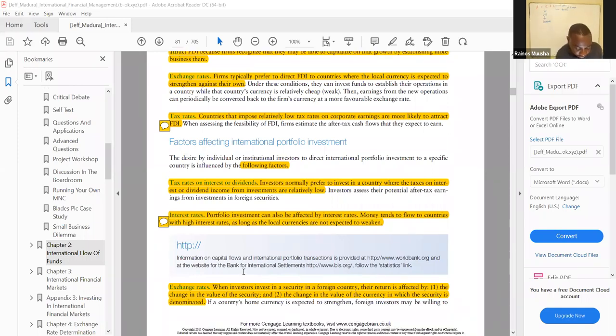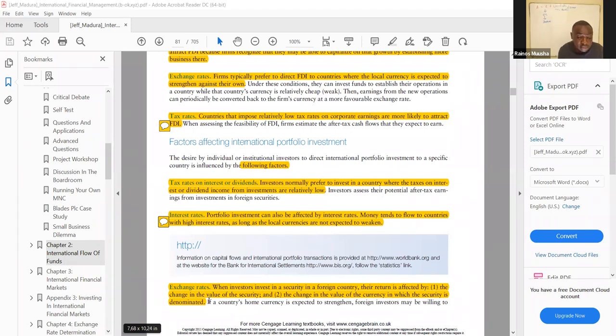The next factor affecting international portfolio investment is exchange rates, where they say when investors invest in a security in a foreign country, their return is affected by the change in the value of the security and the change in the value of the currency in which the security is denominated. So there are two factors which are going to be affecting your overall returns.